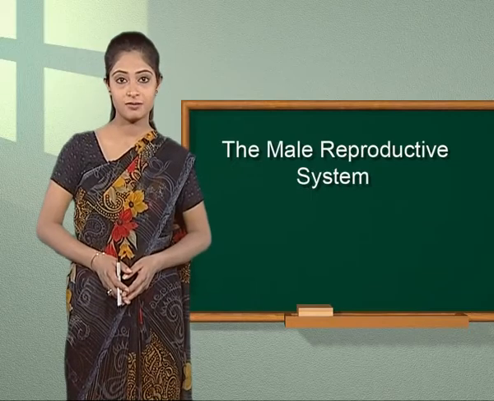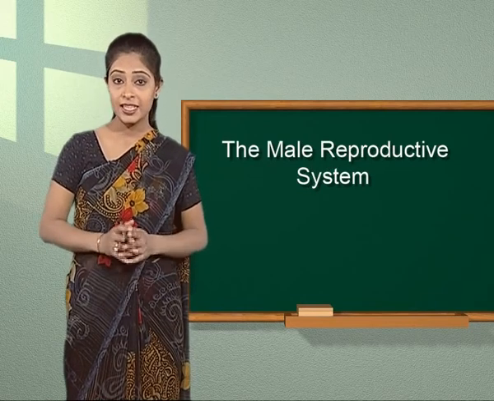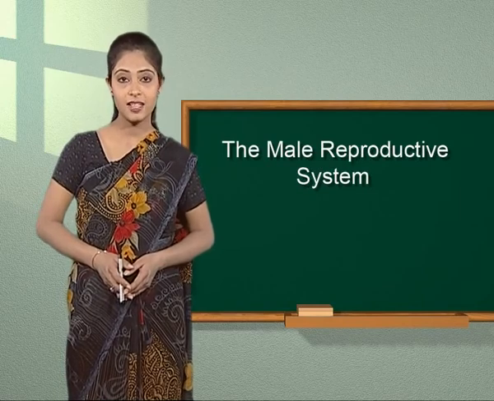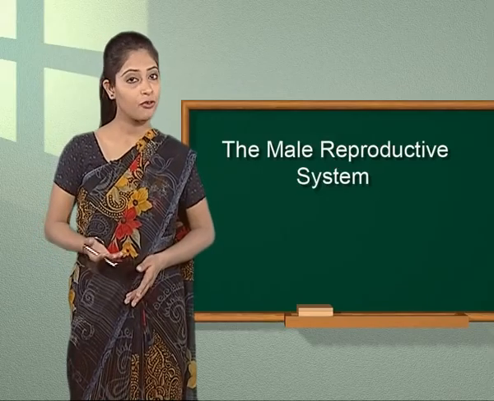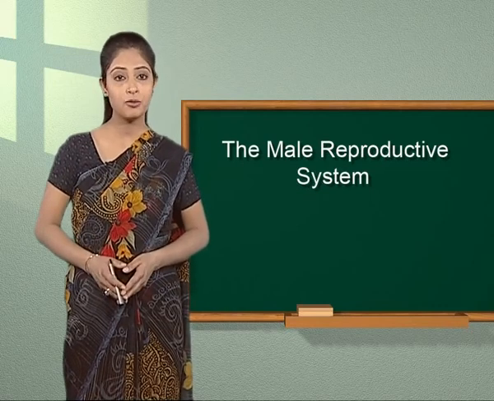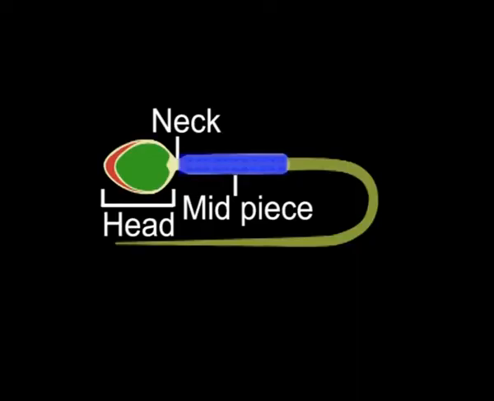Next question. You have seen the structure of a full-grown spermatozoan. Name the constituent parts of head of a spermatozoan. Answer. Head of a spermatozoan is composed of acrosome and nucleus. Next question. From where does a spermatozoan get energy for its flagellar movement? The answer is, midpiece composed of several mitochondria provides energy for flagellar movement.